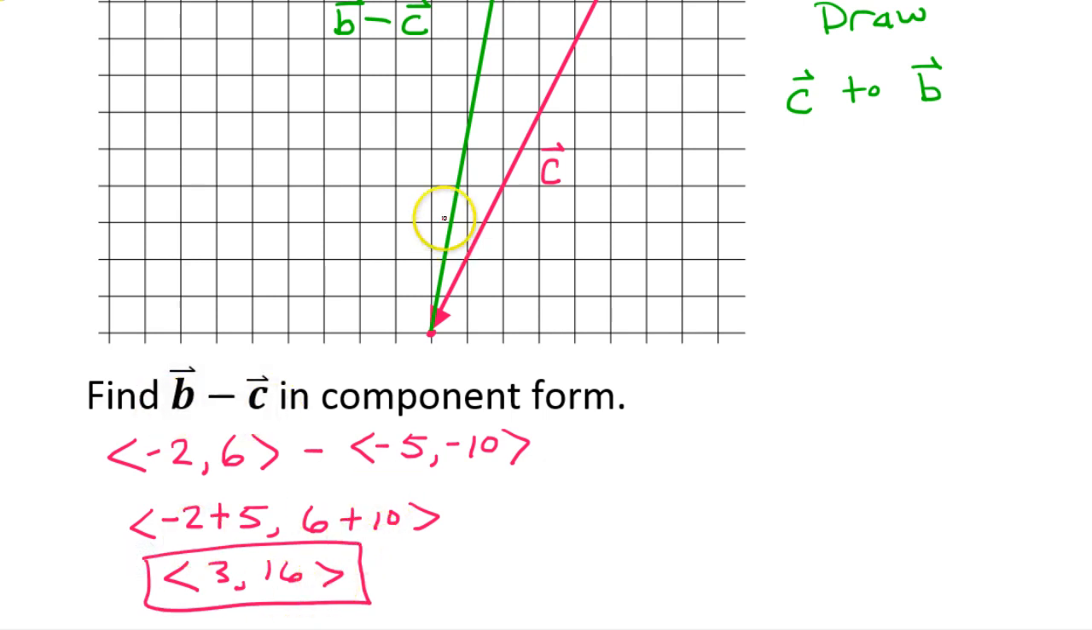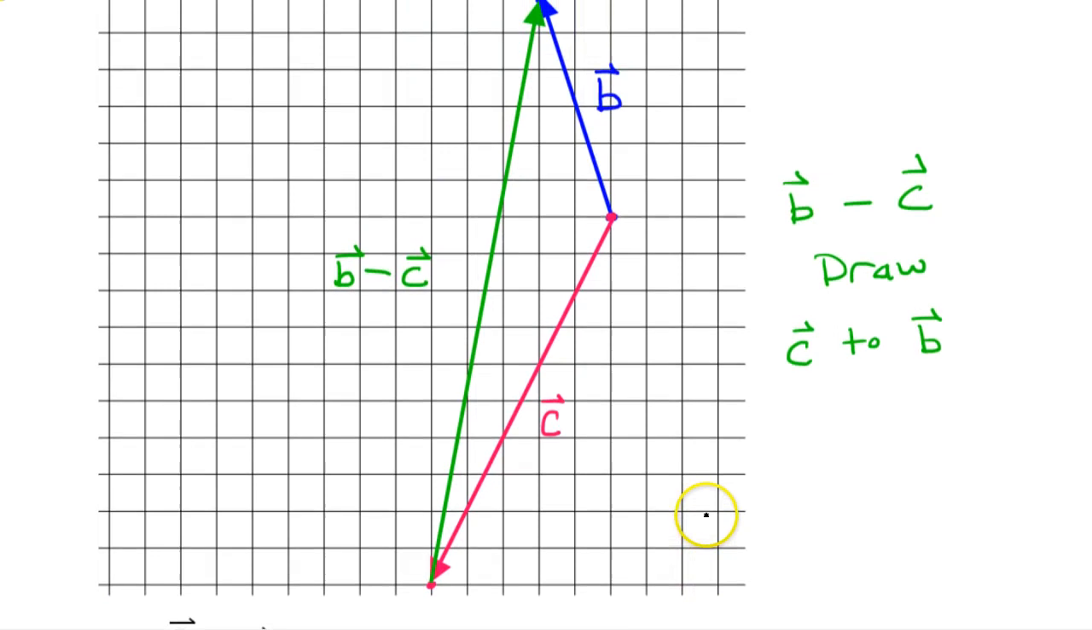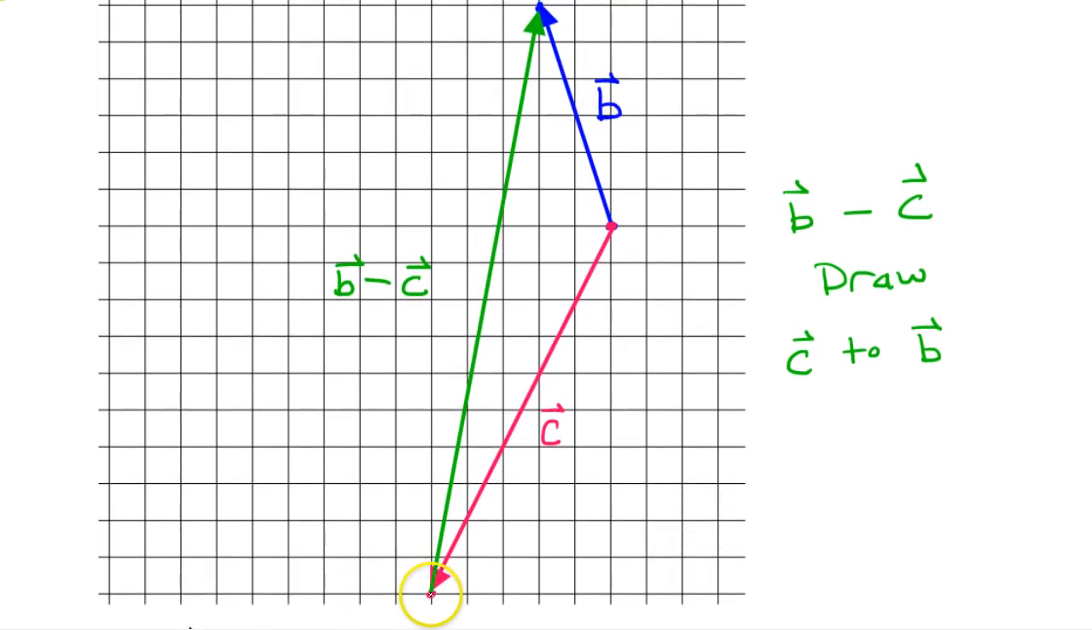Now let's compare that to what we got graphically. According to this, the vector should go to the right 3 and then up 16 from its initial point. So does that look about right? Okay, from its initial point, if I go right 3 and up 16, kabam! Nailed it.